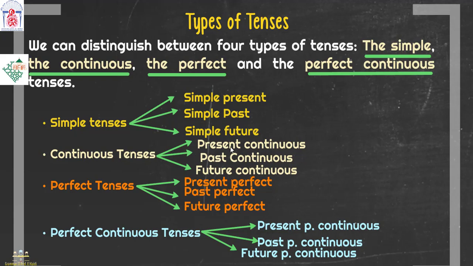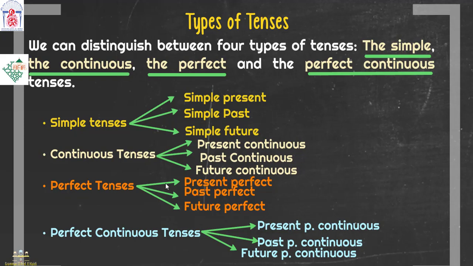The continuous tenses are the present continuous, the past continuous, and the future continuous. Note here, please, that some people call it progressive, not continuous. Like, for example, present continuous, they call it present progressive. In some books, you also find that continuous tenses are called progressive tenses, so it makes no difference. They are the same. Whether you find them called present continuous, past continuous, future continuous, or present progressive, past progressive, or future progressive, that's exactly the same. There is no difference between the two designations, right?